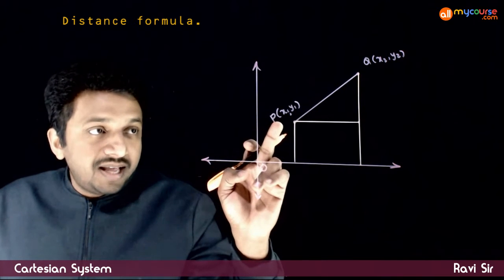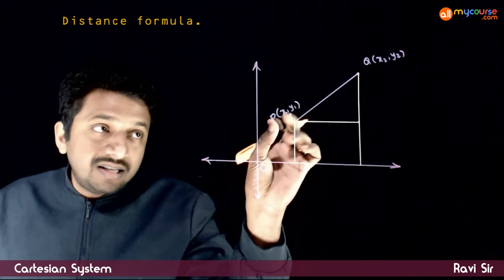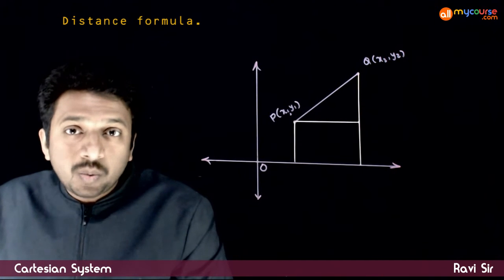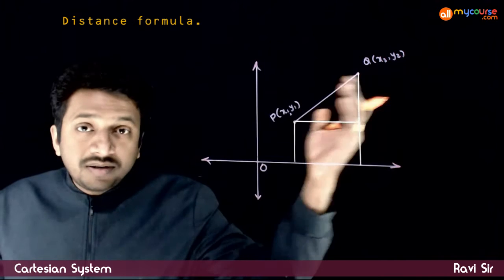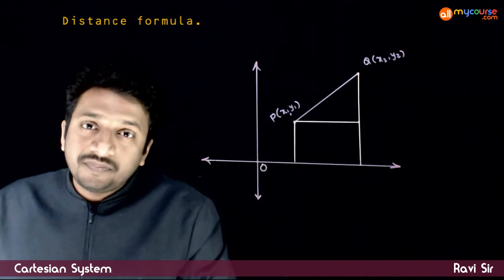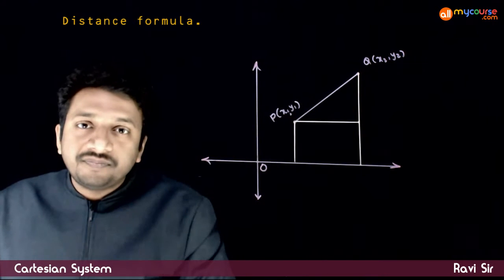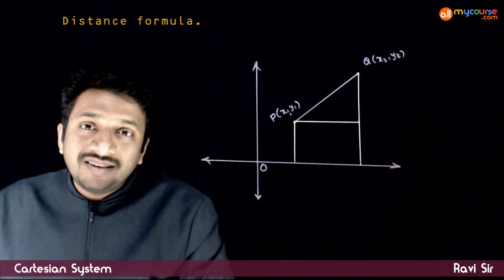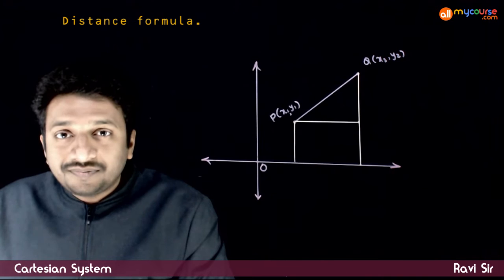For example, if you take the point P, let us say that the coordinates of point P are x1 and y1 and the coordinates of Q are x2 and y2. Suppose that these two are given. That means all the four numbers are given. So can you find the distance between these 2 points?